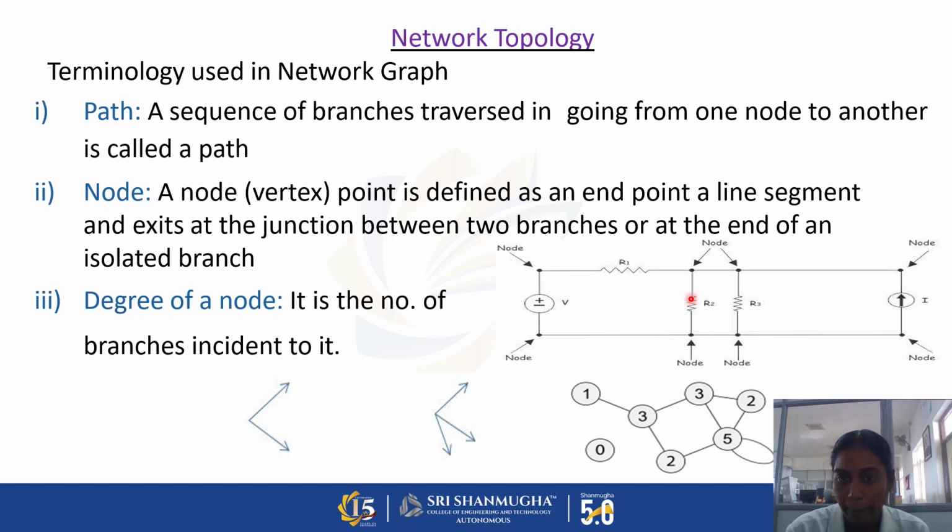So look at this diagram. In this diagram, the path is from R1 to this node. The path can be defined with a direction also. If it is given with a direction, it is called a directed graph. If it is not given with a direction, it is called an undirected graph. A node is the meeting of two or more branches, and that point is called a node. So here this dot is considered a node. The degree of a node is how many branches are incident to that node.